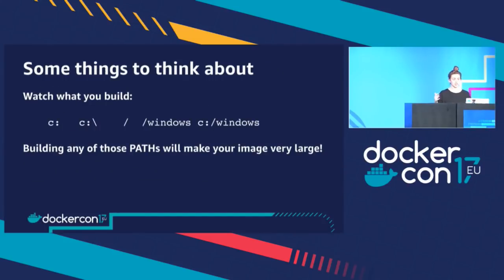A couple of things to think about. These are still my favorite gotchas, but watch what you build. Windows is not Linux. Be really careful of the paths that you use when you're building your image. Building any of these will make your image very large and you'll have a very bad time. I did this and I don't recommend it. So definitely be really careful, even more careful than you would on Linux. Make sure you're looking at the path and you're building only what you need to.